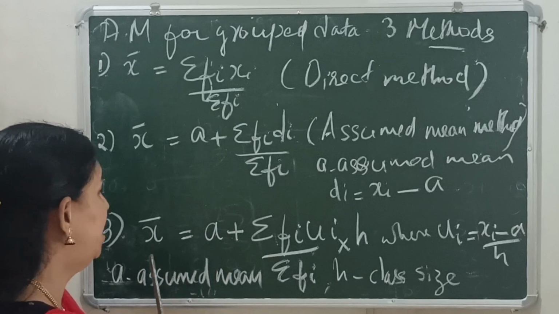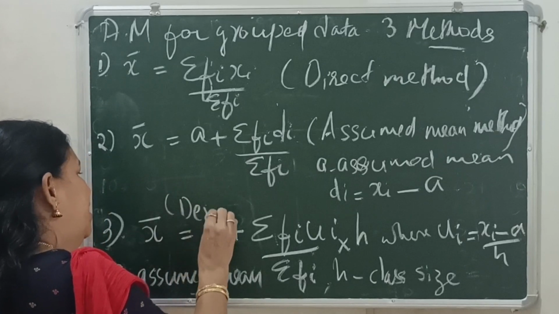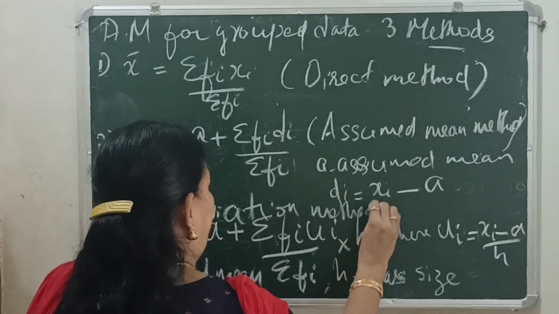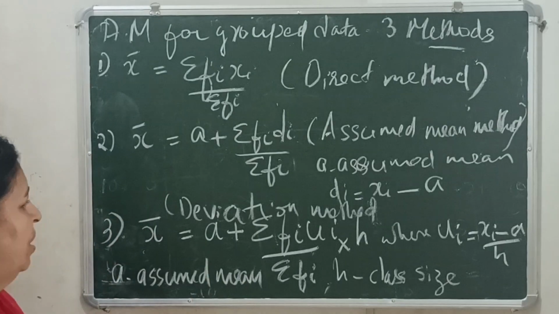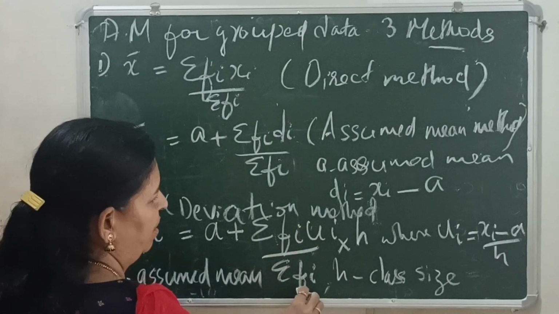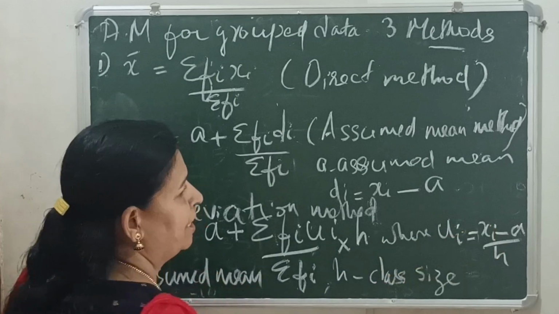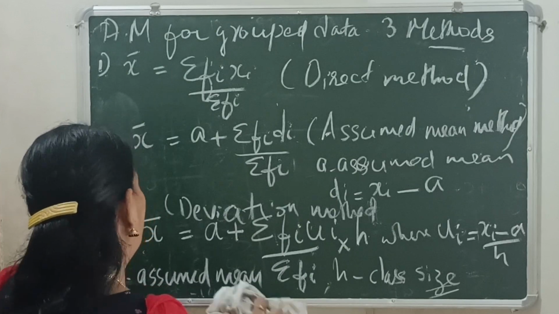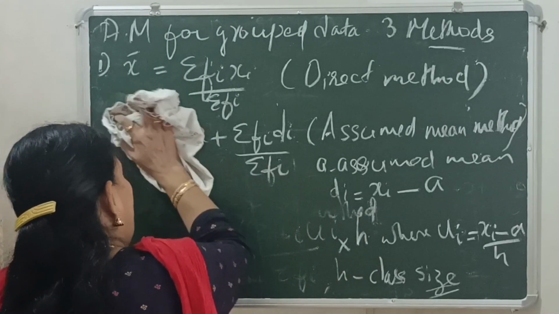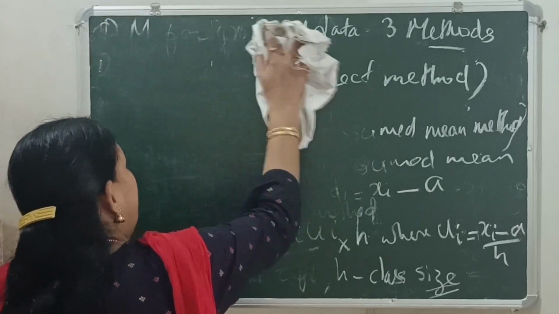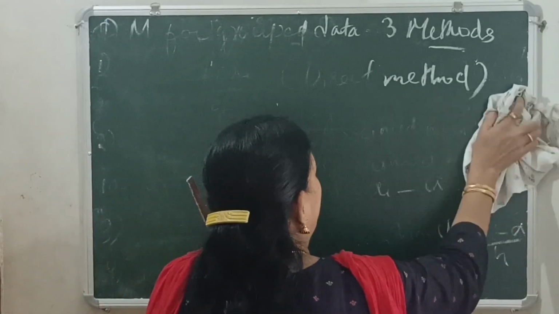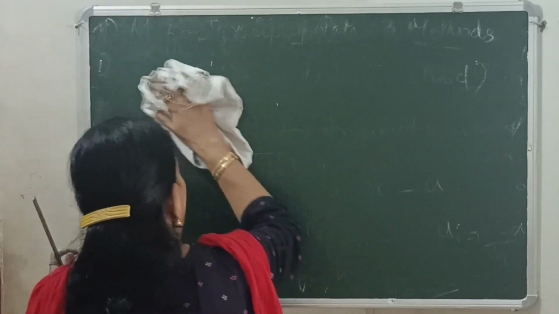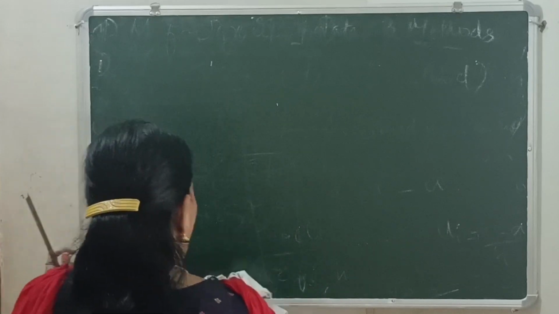Then third method, deviation method. Deviation method, x bar equal to a plus sigma fi ui by sigma fi into h, where ui equal to xi minus a by h, and h is the class size and a is the assumed mean. And you have to learn these formulas by heart and understand each of the terms. And accuracy of numbers is very, very important in this calculation of statistics. Accuracy of numbers.